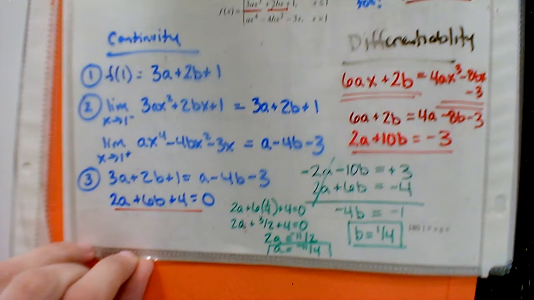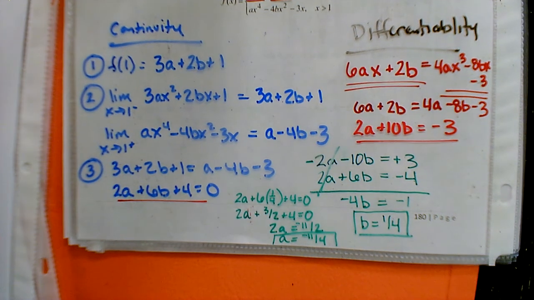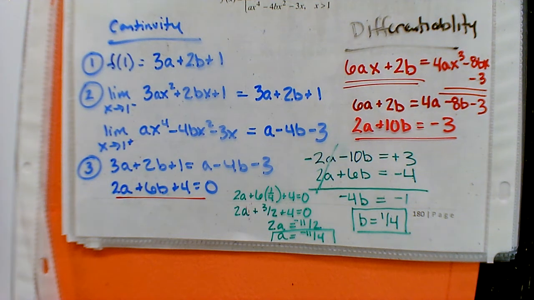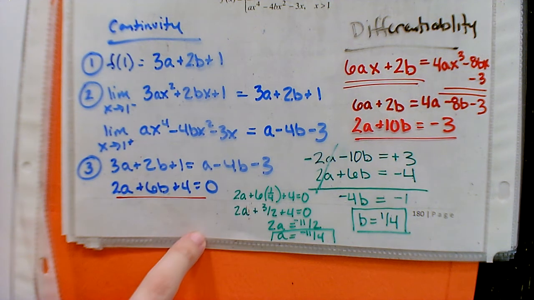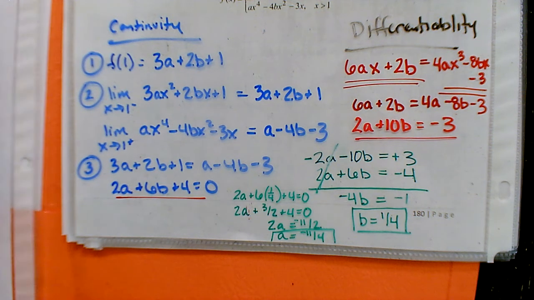Super tiny down there, but I hope you guys can see it. I got negative 11/4. We doing okay with those fractions?